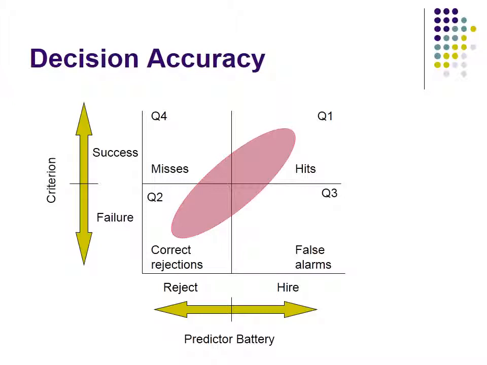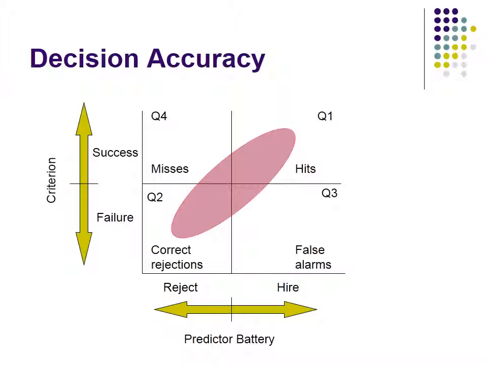Q3 is false alarms. Those are people that the prediction battery said would perform well, but actually once they got the job, they didn't. They underperformed. So if you take a look at just Q1 and Q3, you can kind of start to get an idea that we want to set up a system where we're getting the most people that we can into that Q1. We want to hire people that we know are doing well.